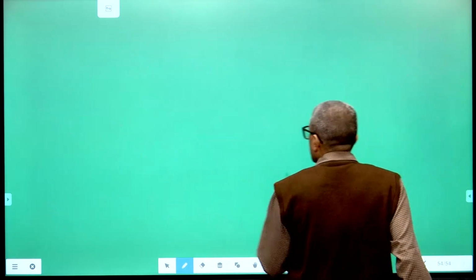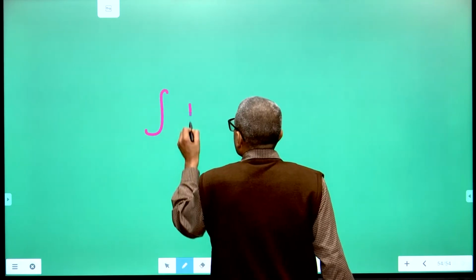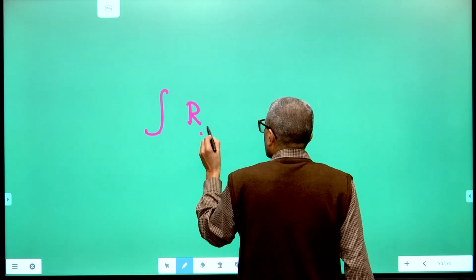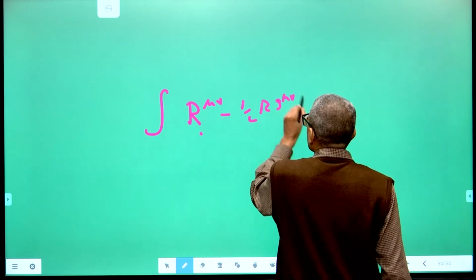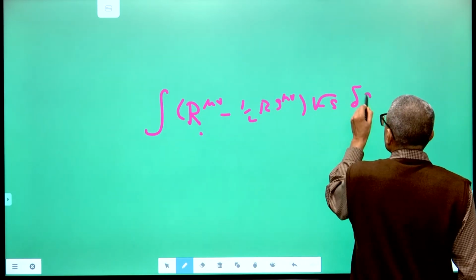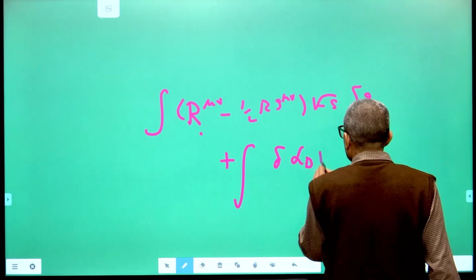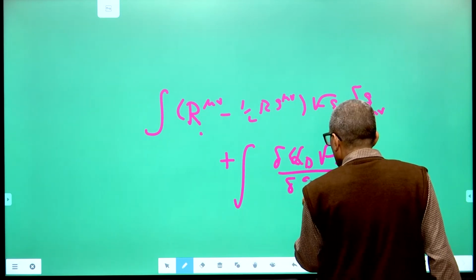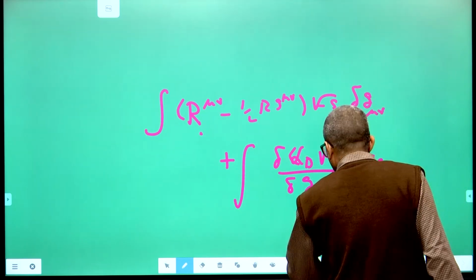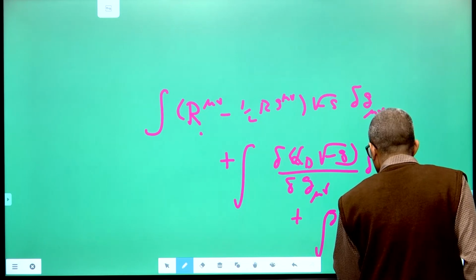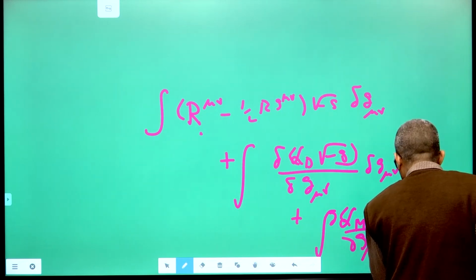The Einstein field equations, what do they give? If you look at the variation of the entire action, the variation of the Einstein action is nothing but R mu nu minus half R G mu nu into root minus G into delta G mu nu. That is what it will give, and the variation of the Dirac action will give you dou L root minus G by dou G mu nu into delta G mu nu. The variation of the Maxwell Lagrangian will give you dou L Maxwell root minus G by dou G mu nu delta G mu nu.